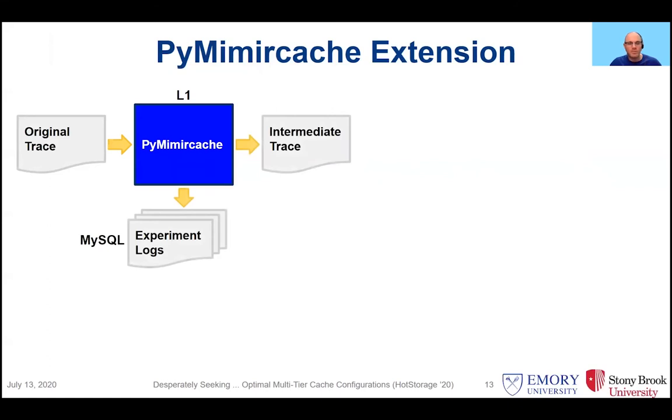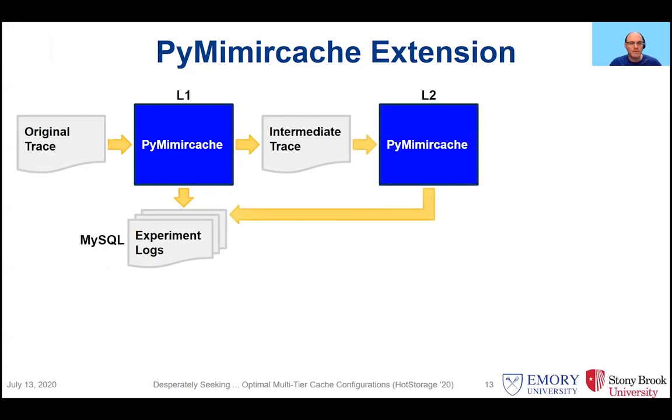The L1 instance produces two forms of output. The first output is an operation log that gets written to our MySQL database. Our extension keeps track of all cache hits and misses, as well as counts of all the resulting read and write operations. The other output is a new intermediate trace, which contains requests from the original trace that resulted in a cache miss in our L1 simulation.